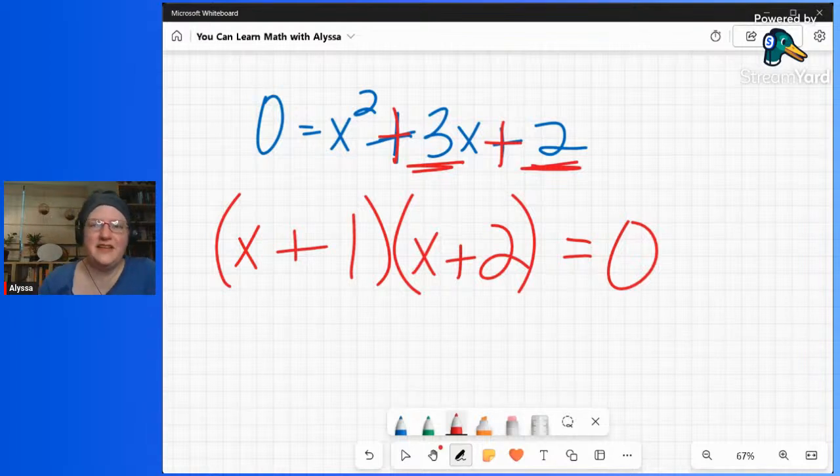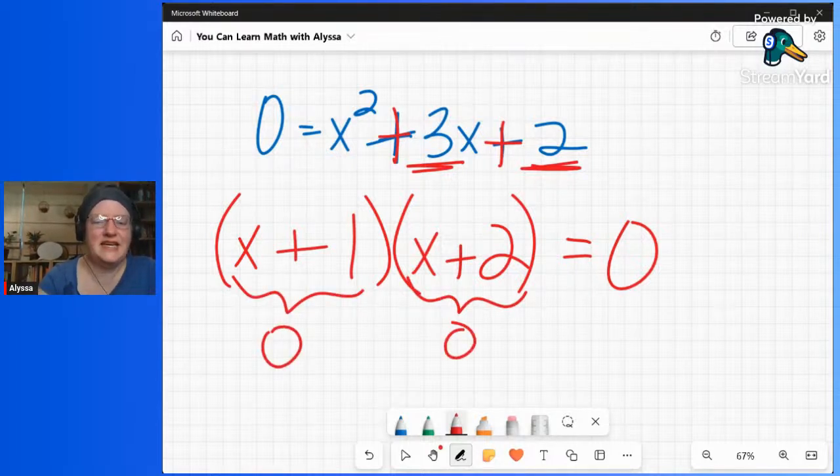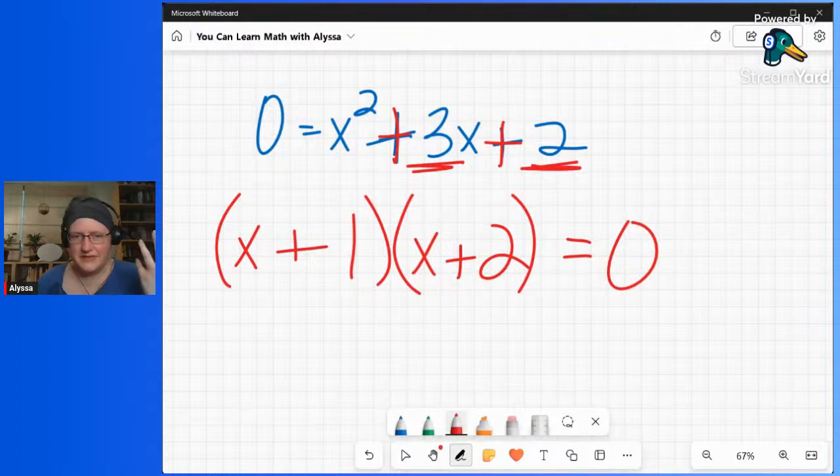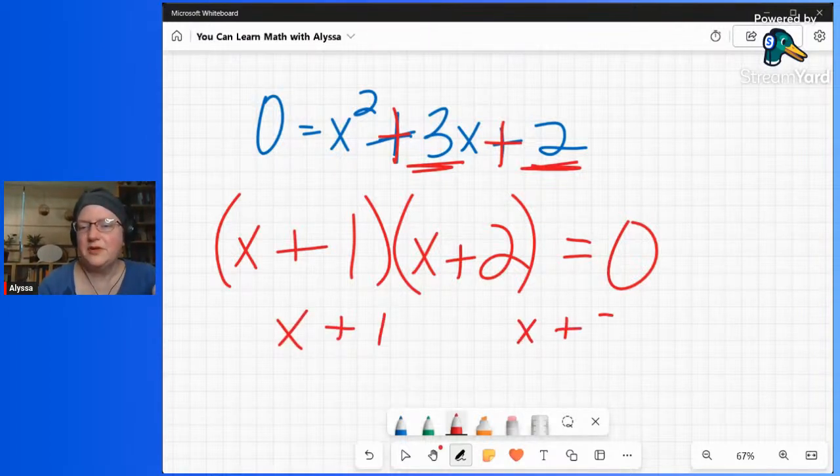These two things multiplied together equal 0. So one of these has to be 0. We don't know which one, but one of them has to be 0. We multiply them together to get 0, so one of them's got to be 0. So you set each one separately equal to 0, and then you solve.